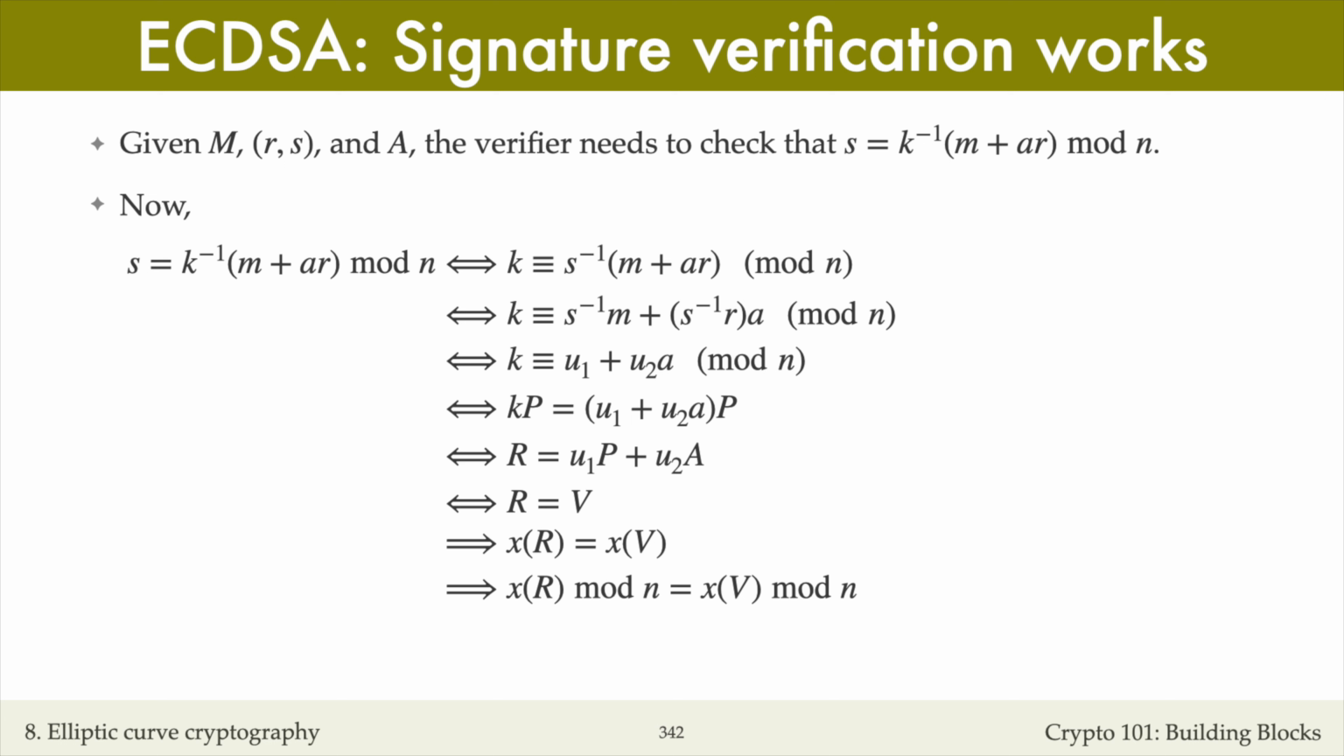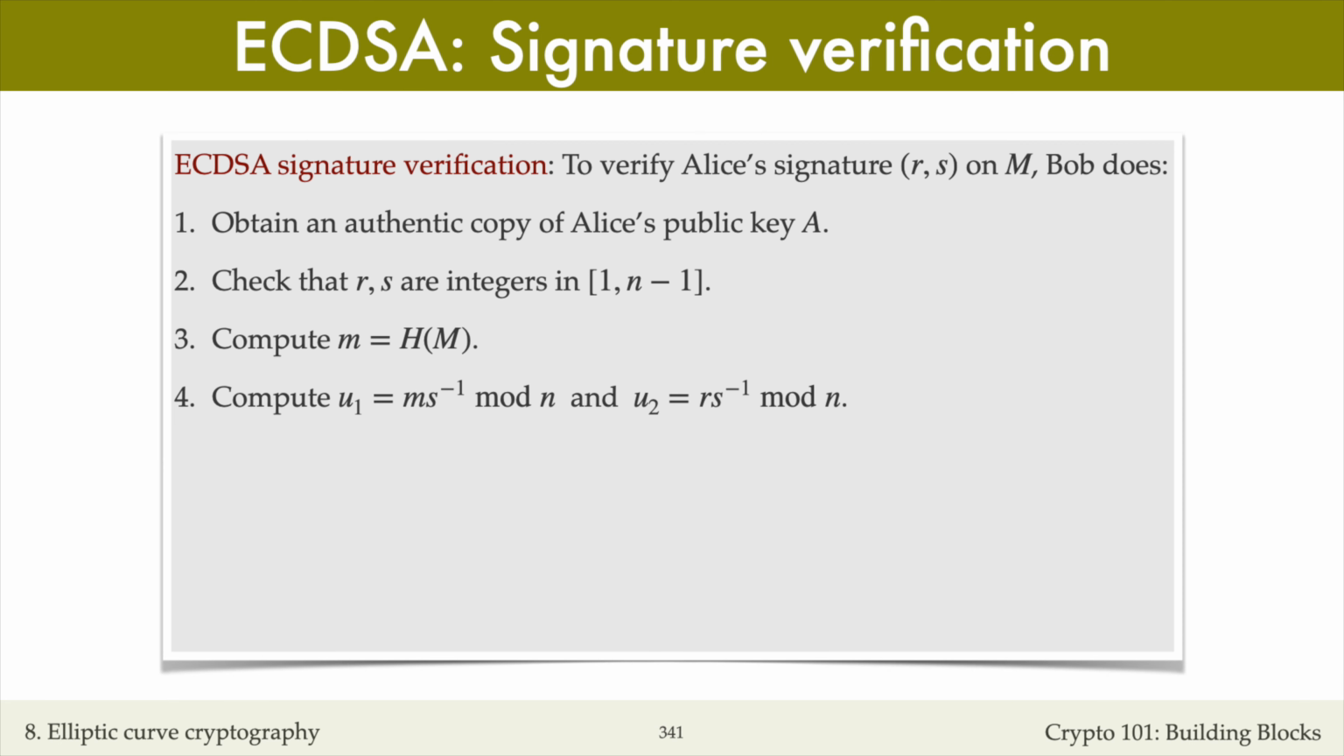The converse statements are false in general, but not by much. Lastly, I'll denote the x-coordinate of the point capital V modulo n by little v. So this explains how the remainder of signature verification works. Bob will verify that S was correctly generated by checking that R equals V.